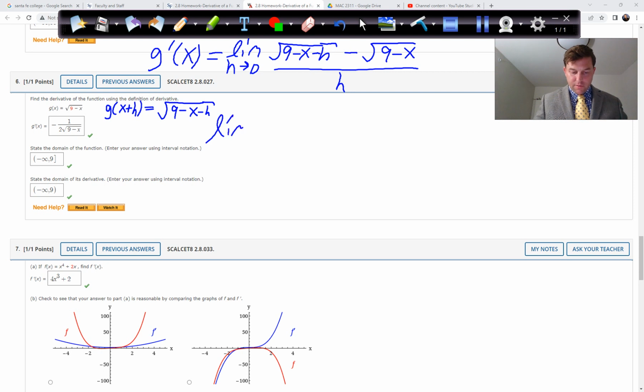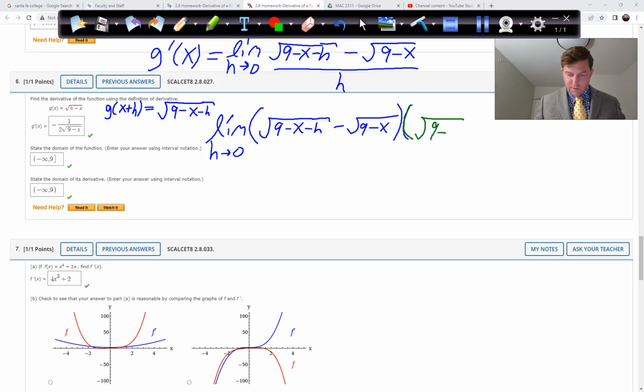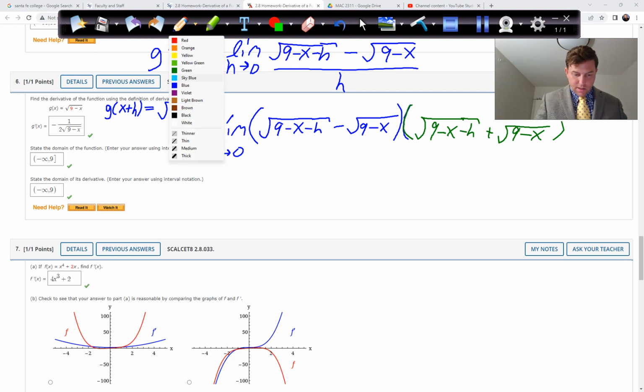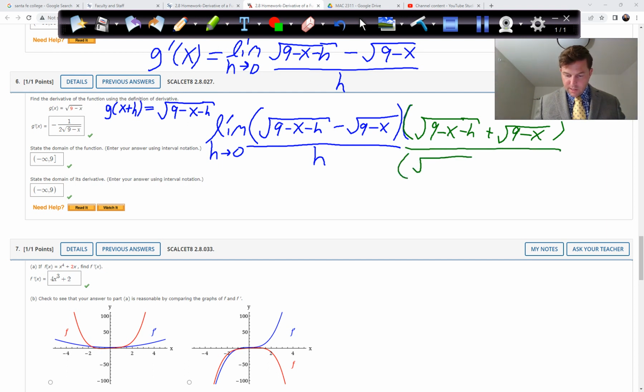Okay, like we did before, this is going to be a similar approach for all these problems. We are going to take the square root of 9 minus x minus h minus the square root of 9 minus x, times, let me do this in green, its conjugate. So the square root of 9 minus x minus h plus the square root of 9 minus x. This was originally divided by h, but we have to multiply and divide by the exact same thing, otherwise we're changing the fraction. If I multiply and divide by the exact same thing, I'm really just multiplying by 1, and anything times 1 doesn't change it.